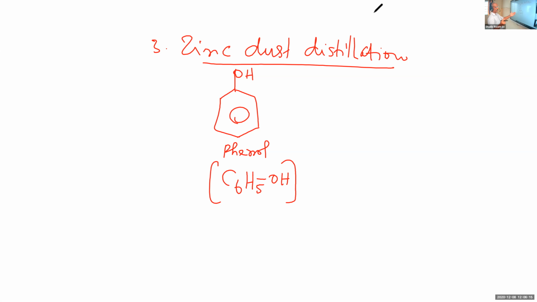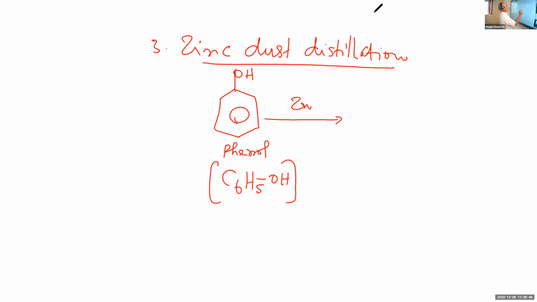The name comes from phen plus ol. Do you remember? In the last class, I told you benzene has a very old name, phen, plus ol for the OH group. So phenol. Okay, you need not remember all these things. So phenol is heated with the zinc dust. Zinc is acting as a reducing agent, a reductant.